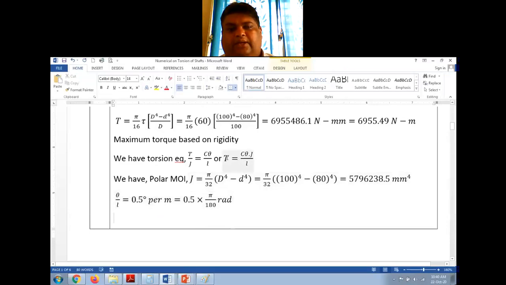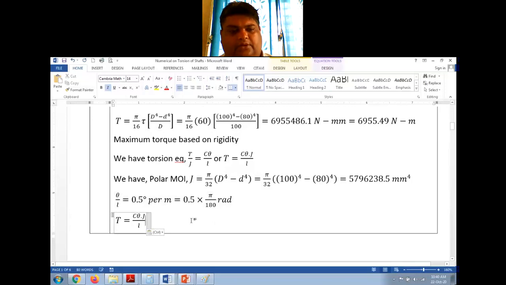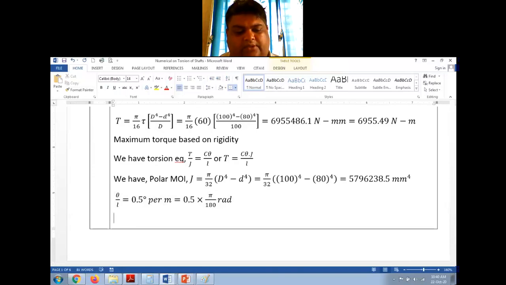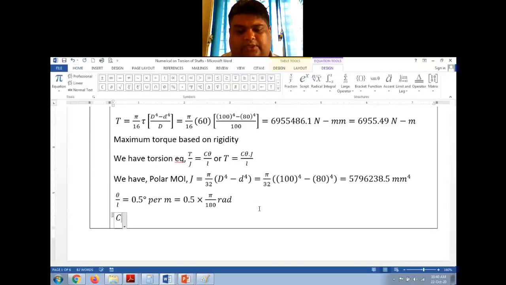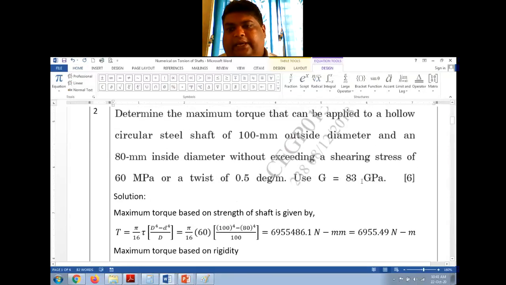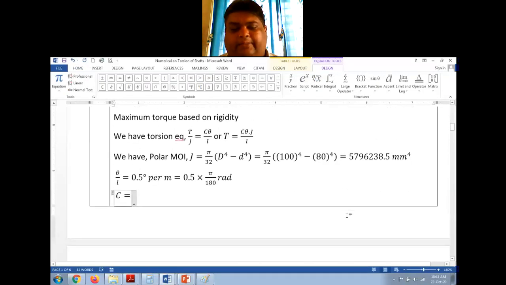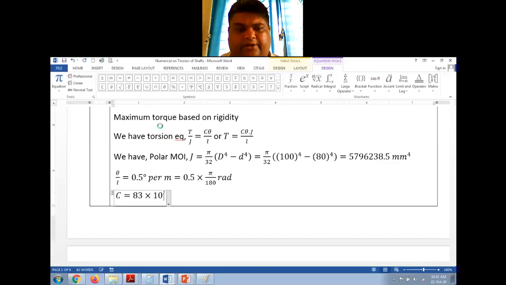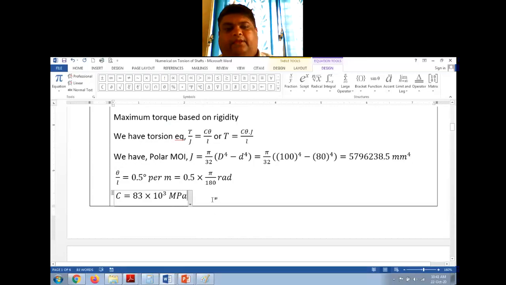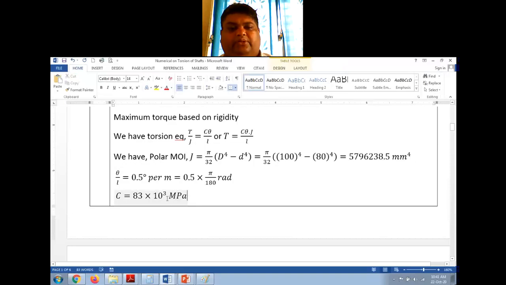Now substitute all these values in this expression. We get T is equal to C into theta by L into J. Okay, C we did not define. C is equal to, how much is C? 83 gigapascal. I need it in megapascal. So 83 into 10 raised to 3, right? So this will be in MPa. MPa is also Newton per mm square. So if I put in MPa, I will get all the things correctly.